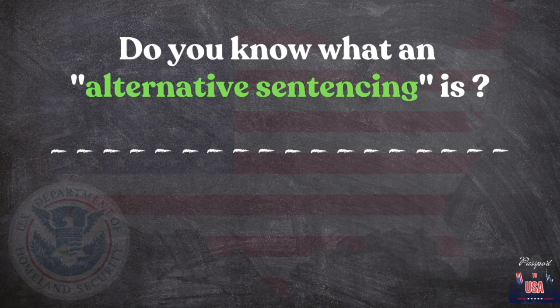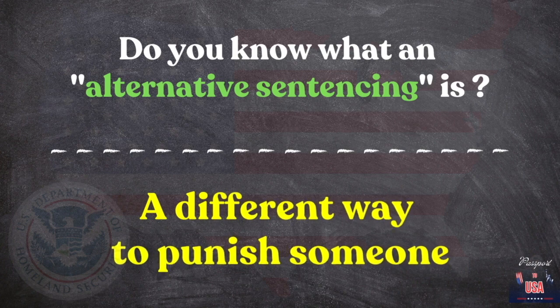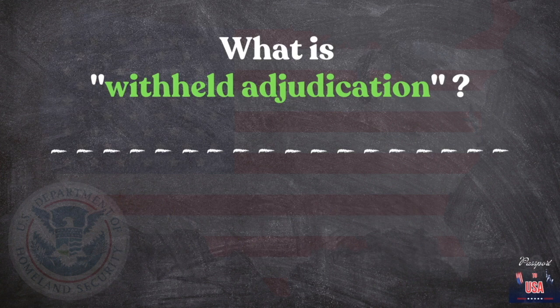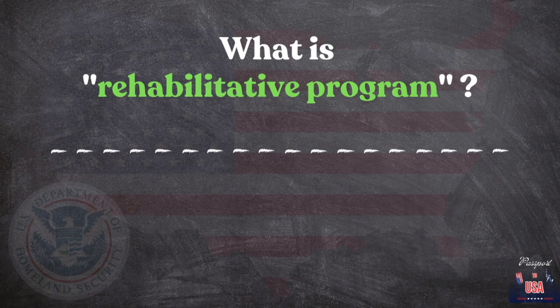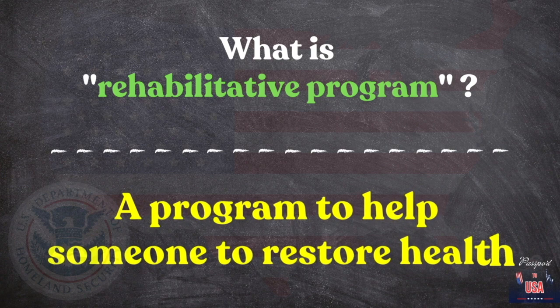Do you know what an alternative sentencing is? A different way to punish someone. What is withheld adjudication? Like a second chance. What is a rehabilitative program? A program to help someone to restore health.